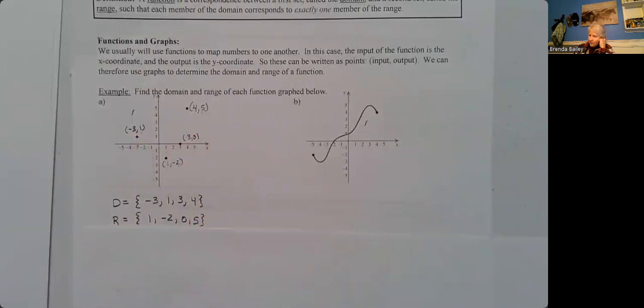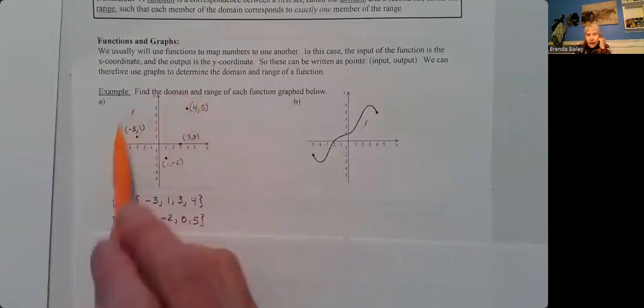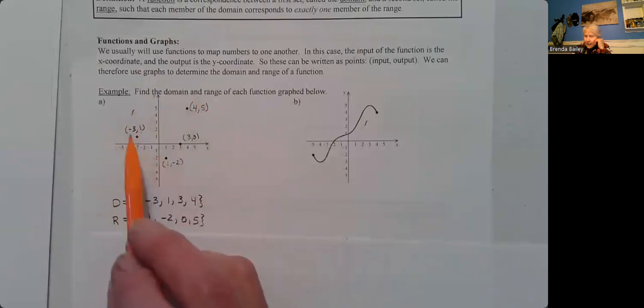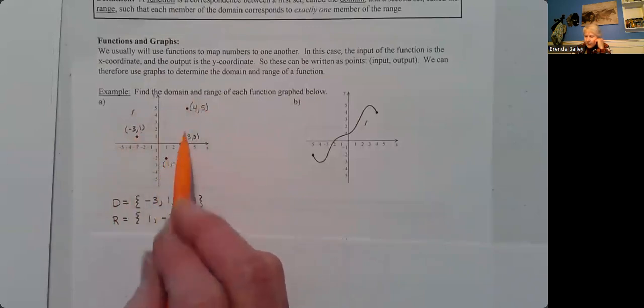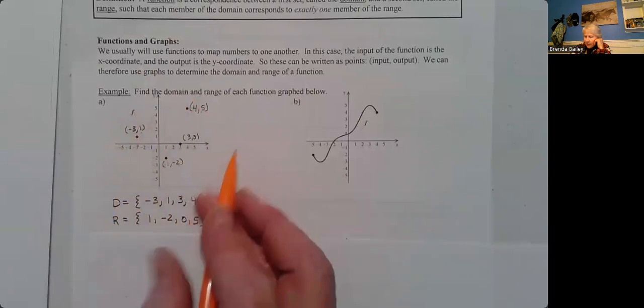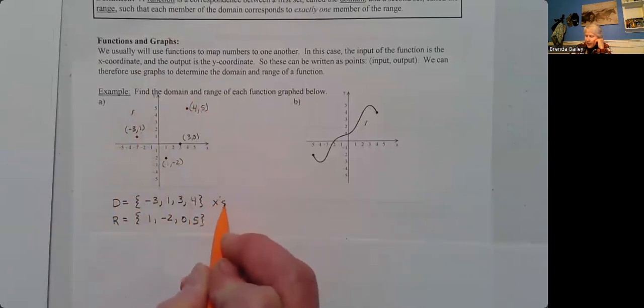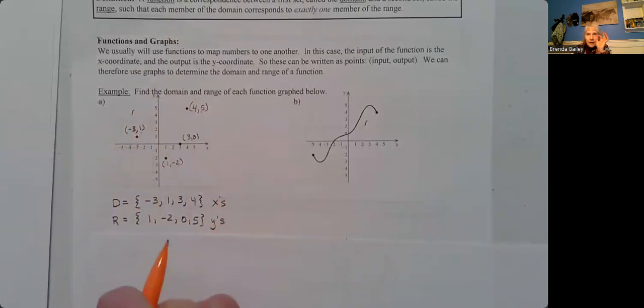So here our domains are the x's. The range are the y's in these ordered pairs, in these points here. The domain are the x's, and I'll put that right here, and the range would be the y's, if you're given points. What if we look at B? What if we're given a graph here?